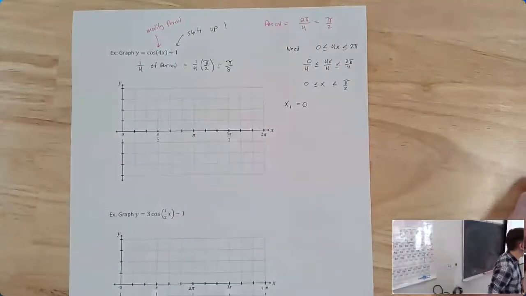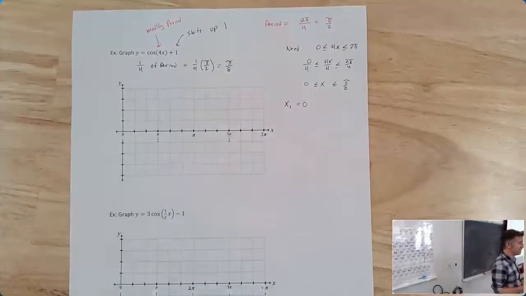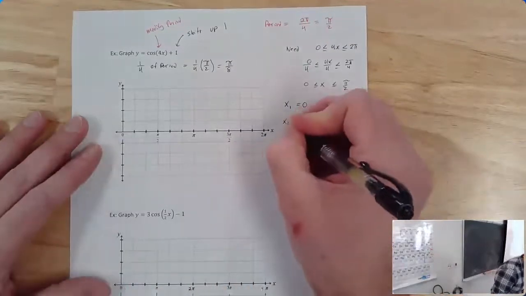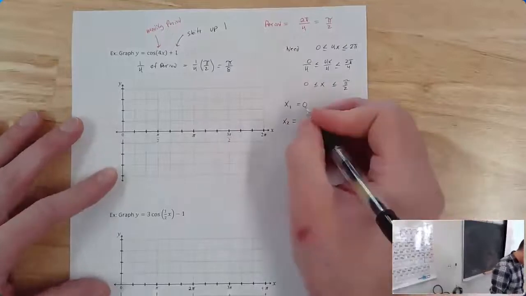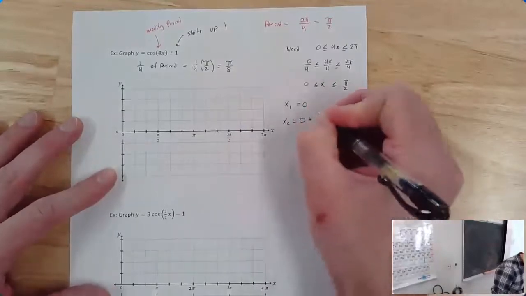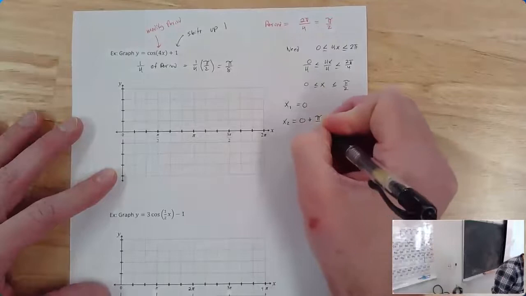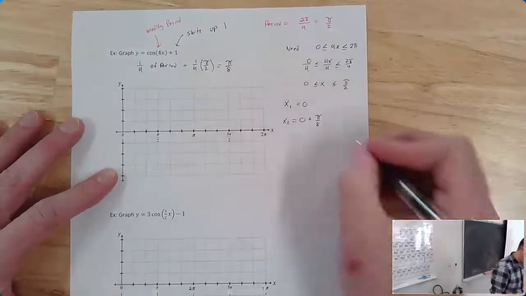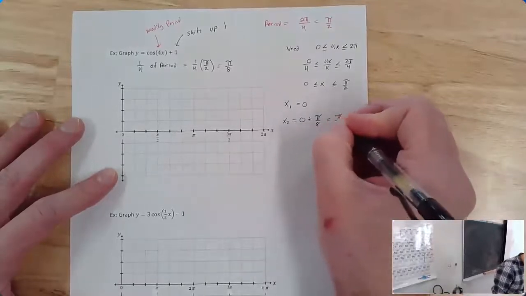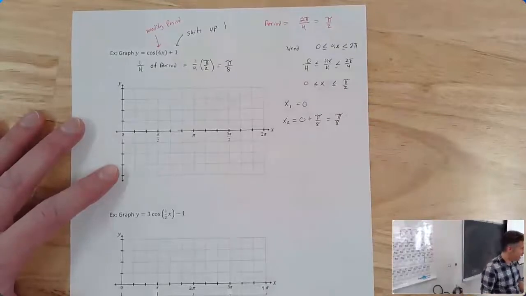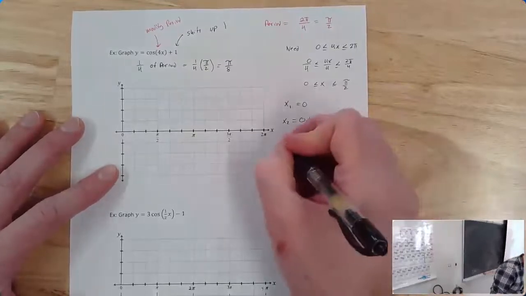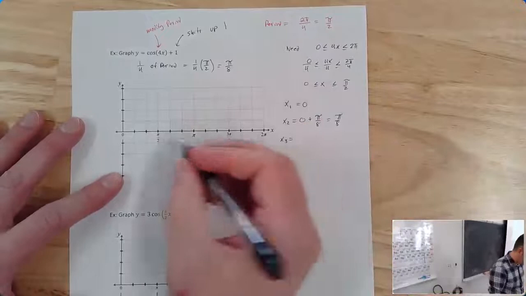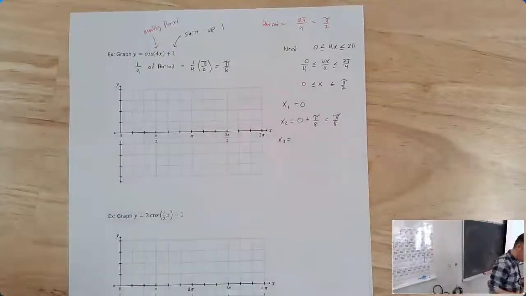What we're going to do to find all the other important places where we're going to get important points is to just keep adding a quarter of a period. So our next important spot is going to be our previous spot plus a quarter of a period, which is going to give us pi over 8. And our next important spot, the third important point, is going to be, well, we're just going to go another quarter of a period. In fact, let me start graphing it here.